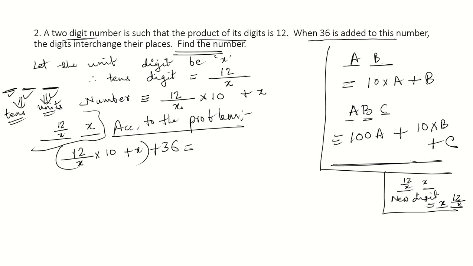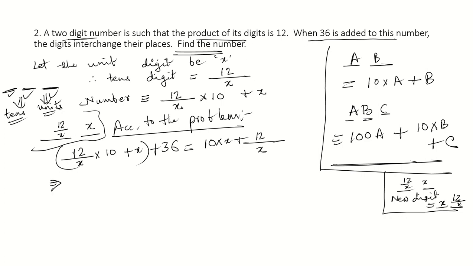So we can write here, this is the new digit, but what will be the actual number? It will be 10 times x plus 12 over x, right? Now we have to find the number. So basically we have to solve this equation and find the value of x.